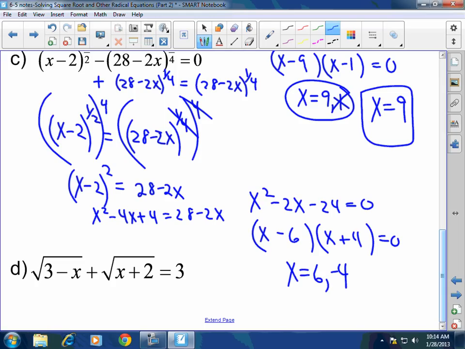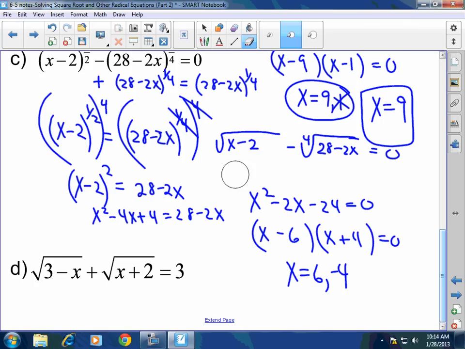Okay, let's see what works. I have the square root of x minus 2 minus the fourth root of 28 minus 2x, and that has to equal 0. Okay, when x is 6, 6 minus 2 is 4, so square root of 4 is 2. 28 minus 12 is 16. The fourth root of 16 is 2, so 2 minus 2 is 0. Yes, 6 works. Negative 4. Okay, no, this is not going to work, because negative 4 minus 2 is negative 6. You can't have a negative inside of a square root, so negative 4 is extraneous. x equals 6.